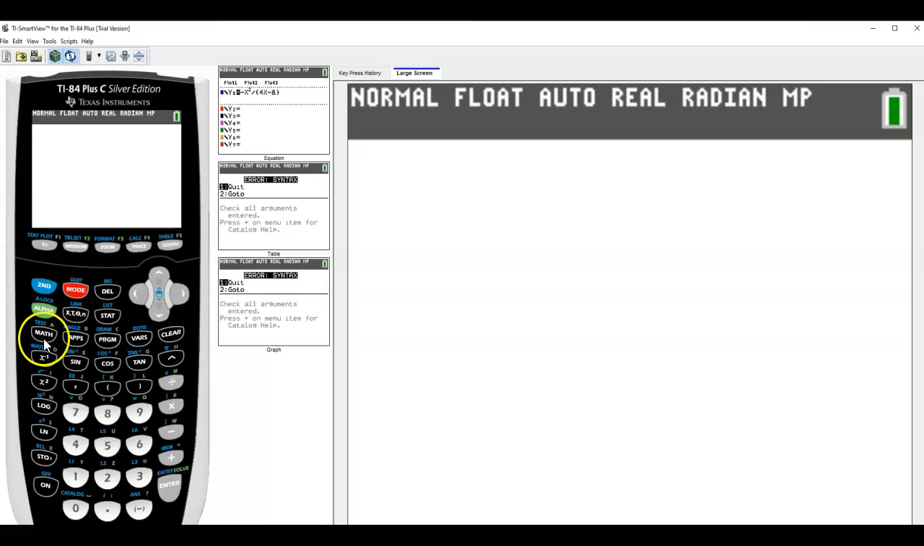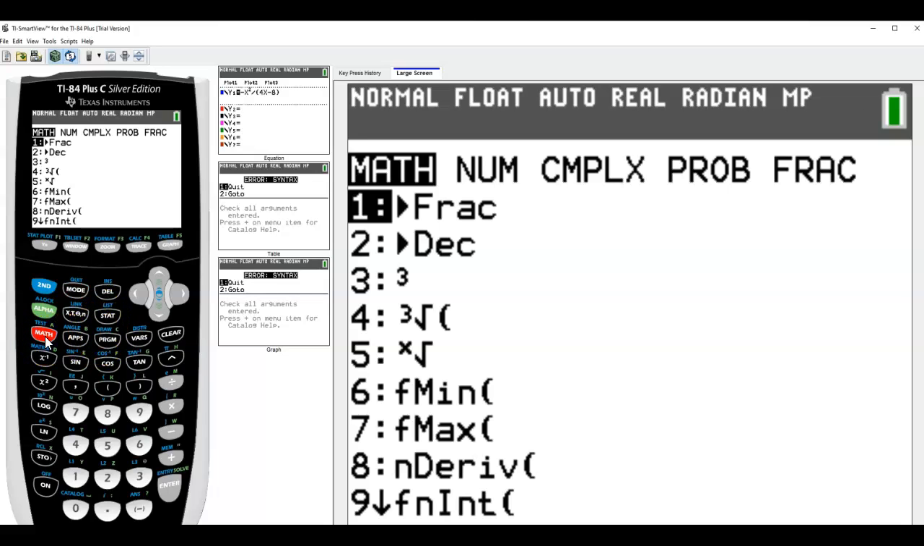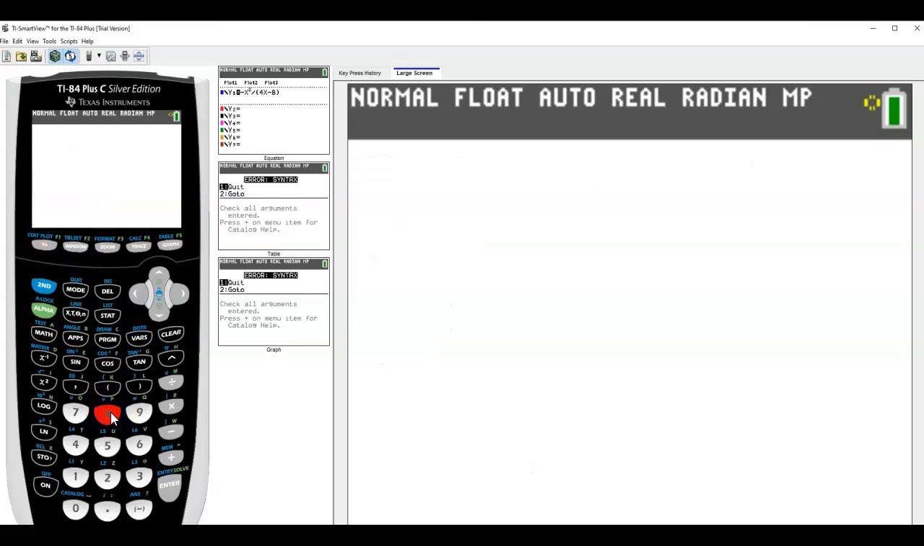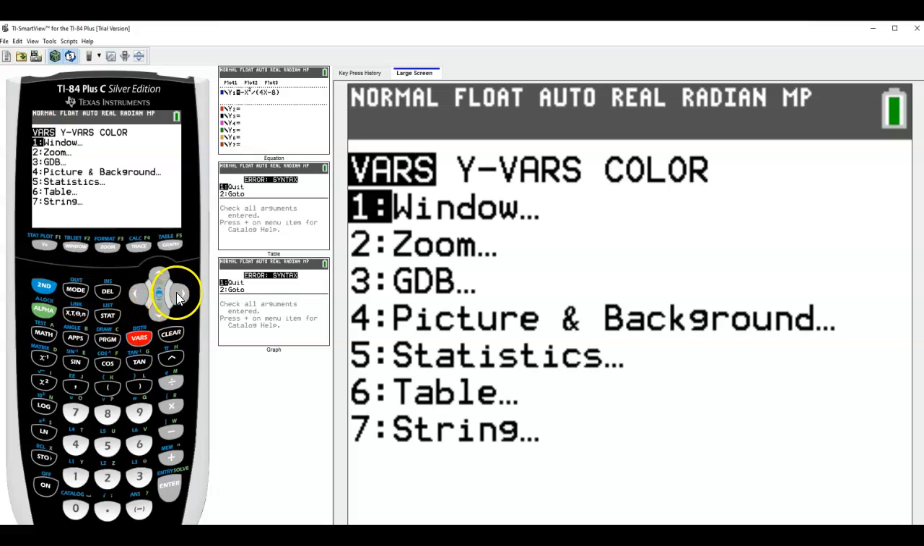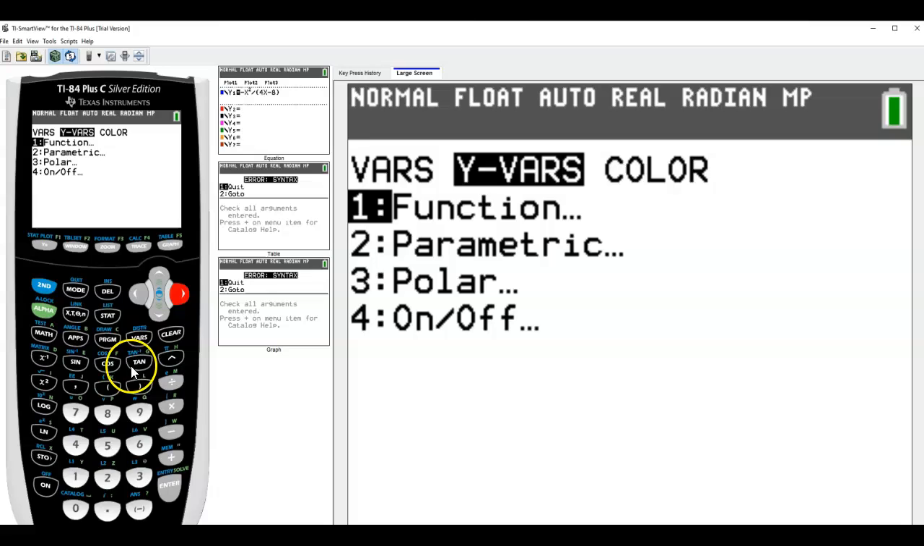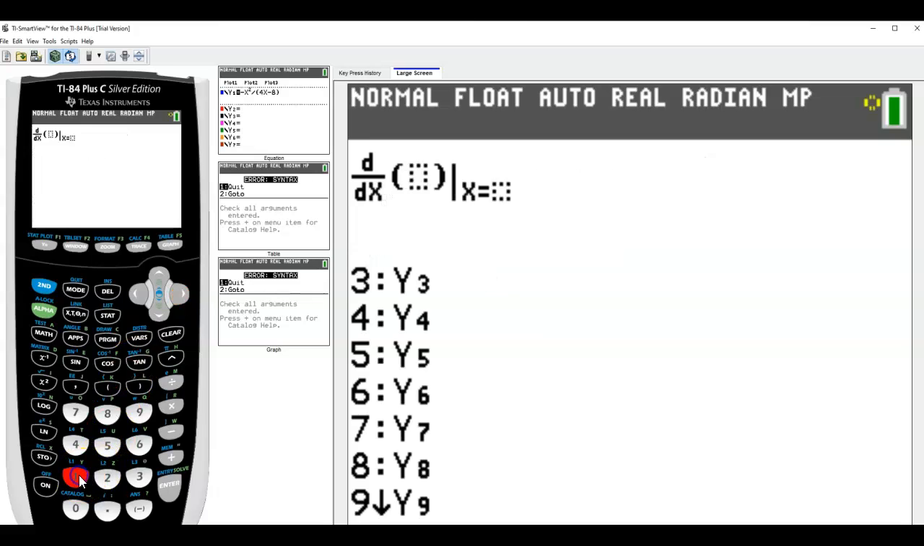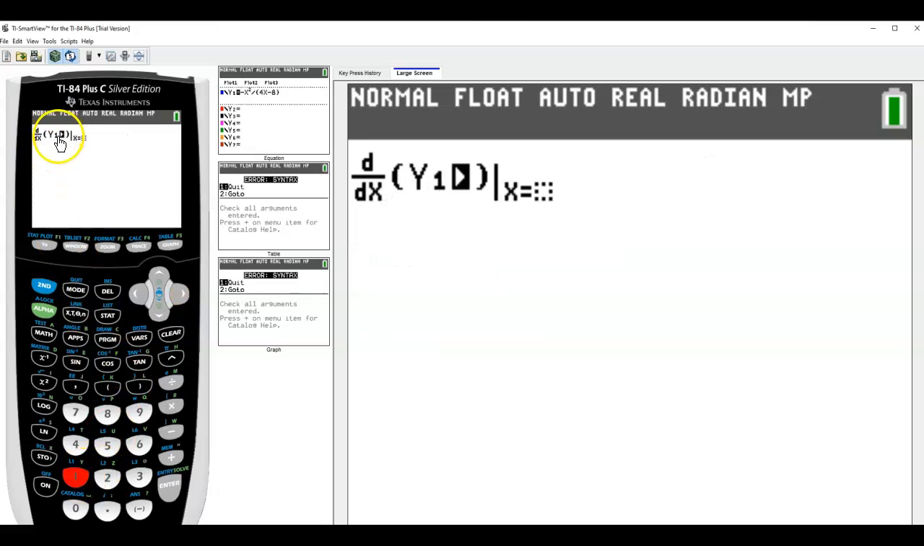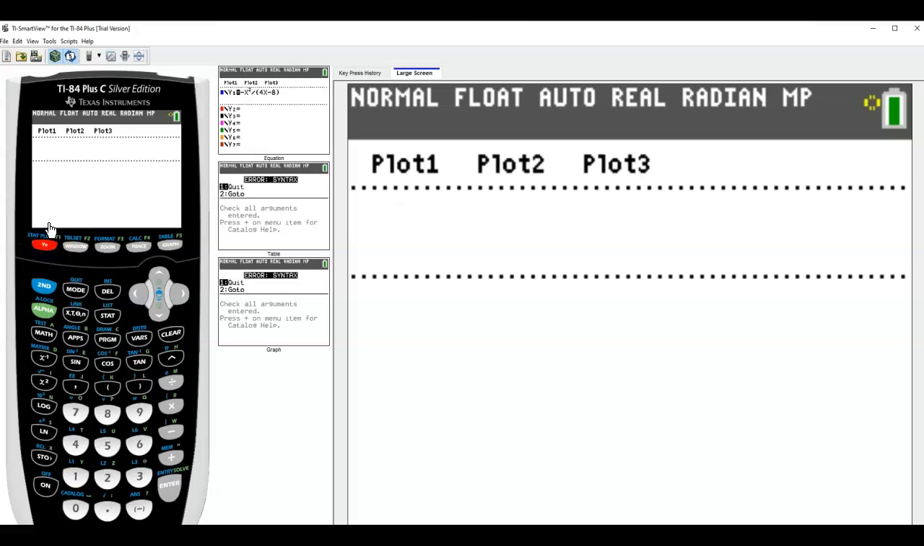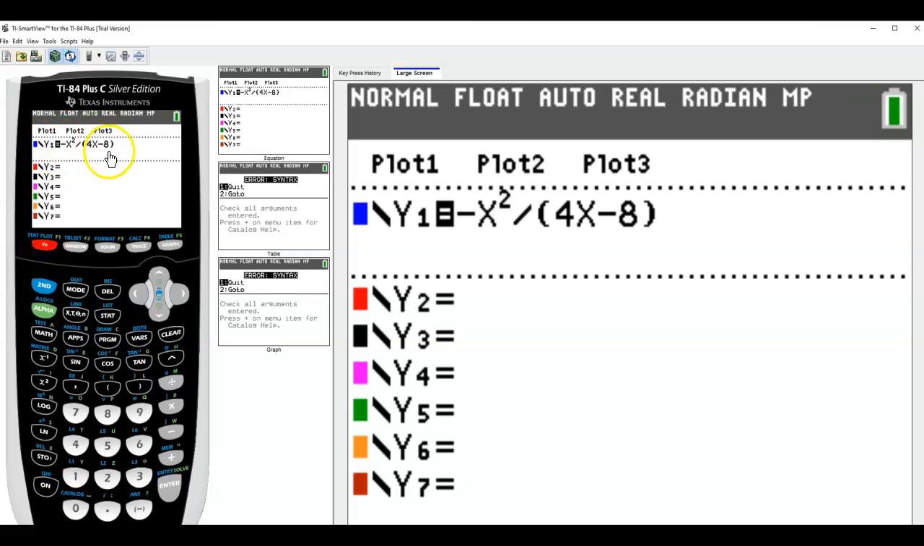You're going to push math, and you're going to go down to number 8 where it says derivative, and here you put x. We're taking the derivative with respect to x. Here we're going to put our function that we just typed in, so we're going to push vars. We're going to go over to y vars. We're going to push 1 for function and 1 for y1, and that's the function. If you forgot, it's right here. It's y1 is equal to the function that we just typed in.